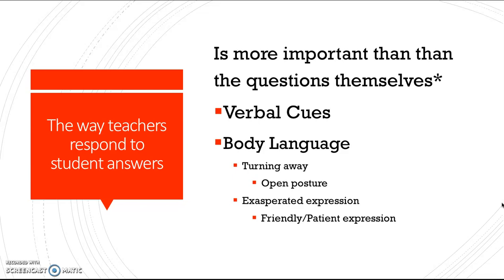The teacher will give verbal cues when they are responding to a student, like good job or why don't you elaborate, etc. Or their body language is also an indicator. Are they turning away from a student? Do they have open posture? Alternatively, are they exasperated? Or do they look friendly or patient?